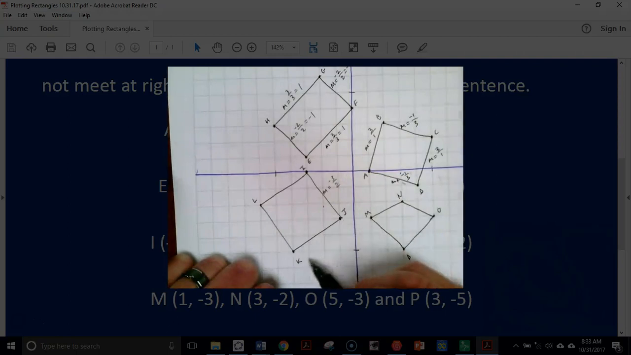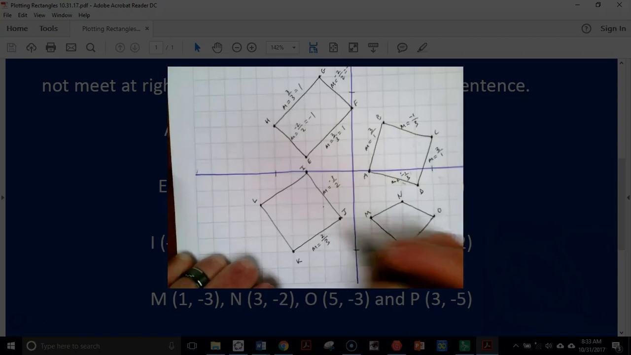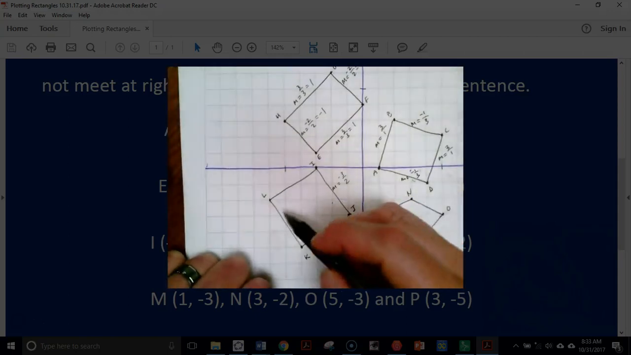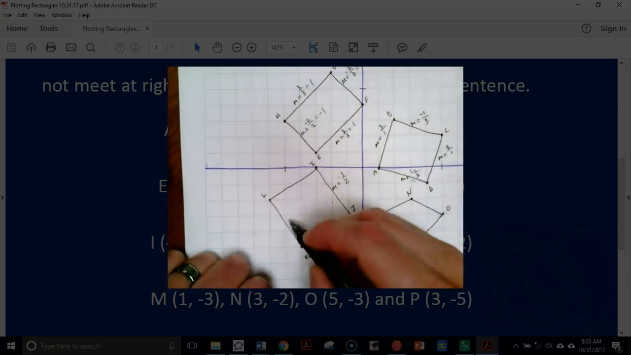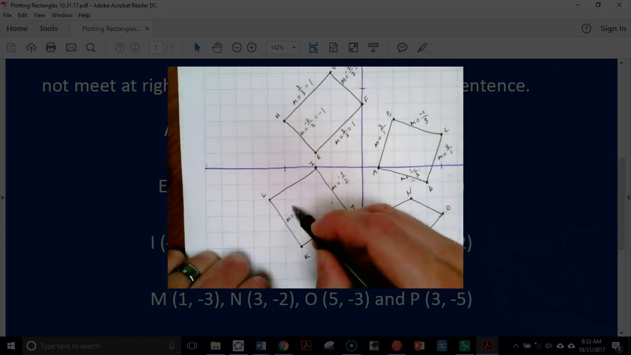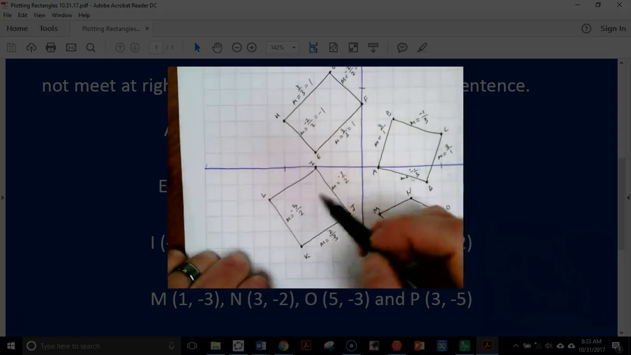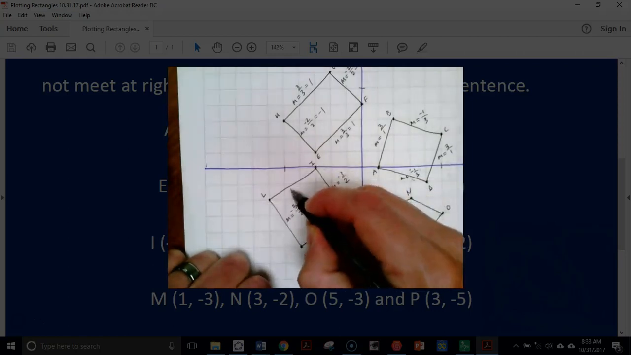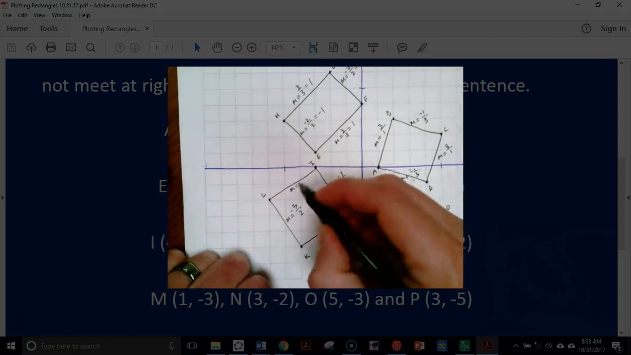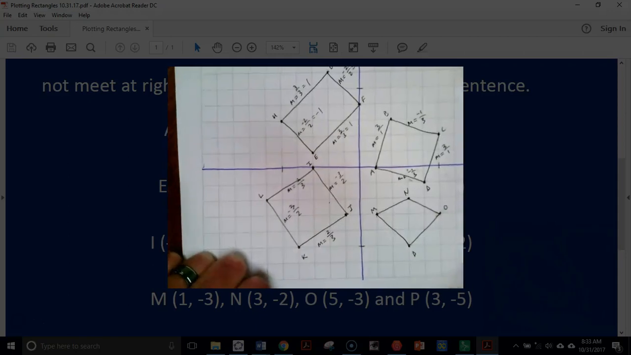From K to J is forward 3, up 2. So that's going to be 2 over 3. From L to K is forward 2, down 3. So that's going to be negative 3 over 2, because we're going down 3, forward 2. And from L to I is forward 3, up 1, or up 2, sorry. So that's 2 over 3.